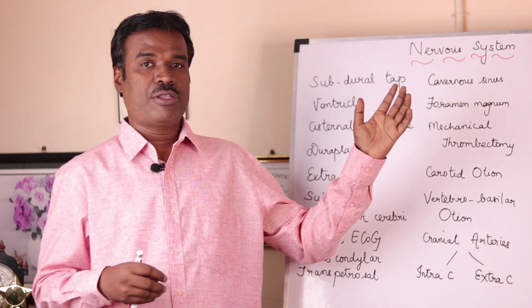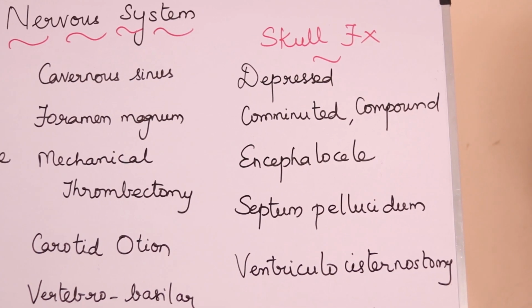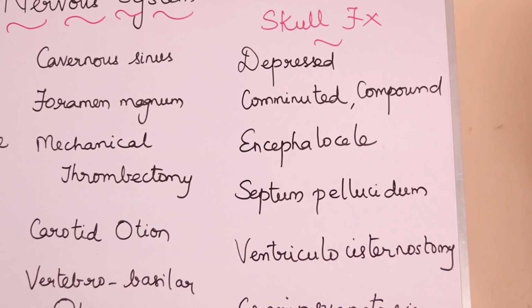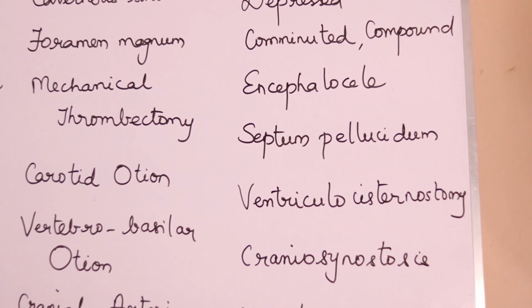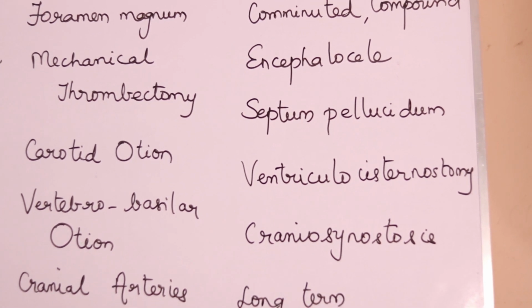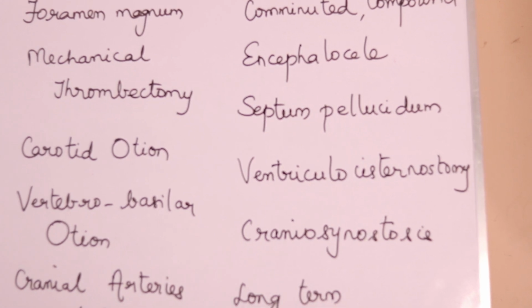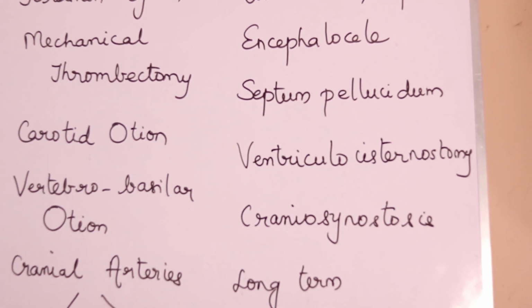Now coming to cavernous sinus, the venous capillaries are all arranged in the form of a sinus called a cavernous sinus. Coming to foramen magnum, it is the largest opening that we can find in the skull, through which the medulla oblongata continues as the spinal cord.